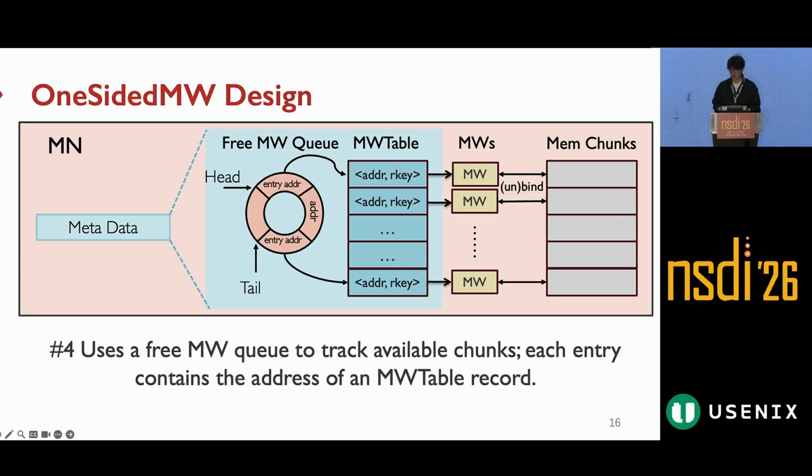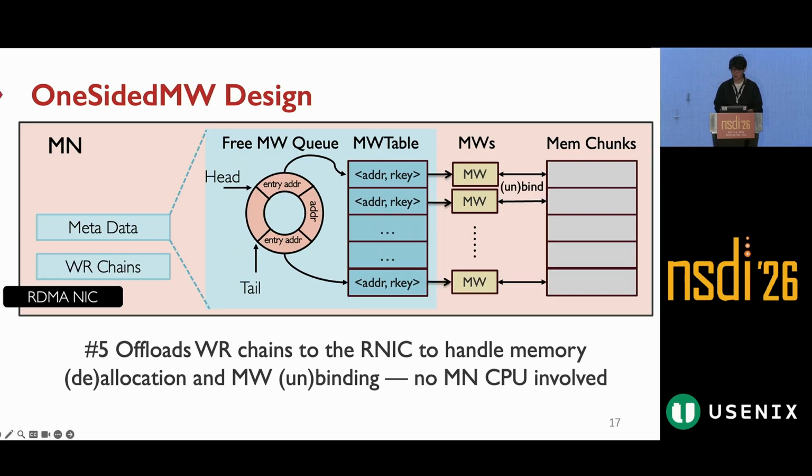Fourth, the memory node uses a free memory window queue to track all available memory chunks. Each queue entry contains the address of a memory window table record. This free memory window queue is implemented using a ring buffer with a head pointer and tail pointer. Finally, and most importantly, the memory node offloads work request chains to its RNIC. These work request chains implement the allocation and deallocation logic without involving the CPU.